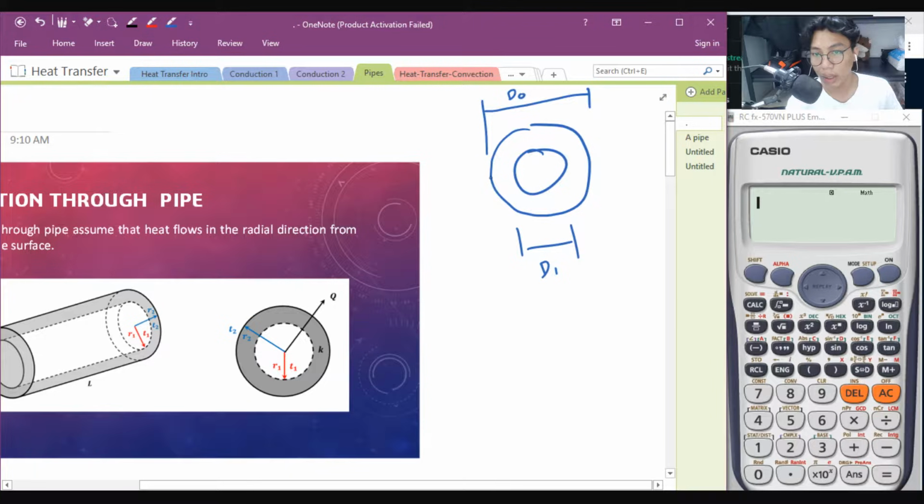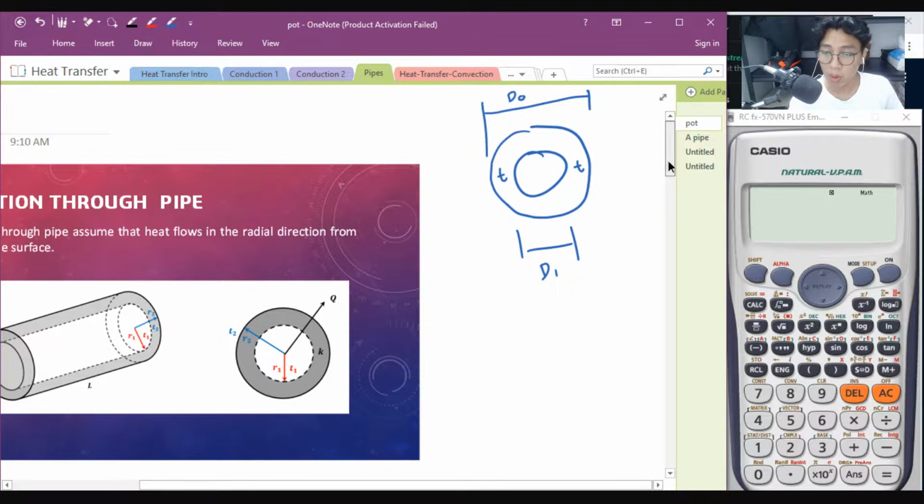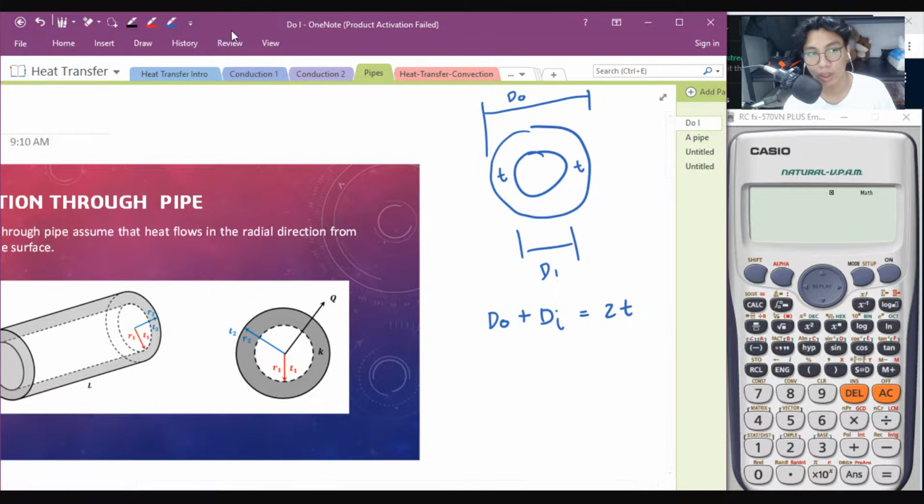Now, how will you get the thickness here? Okay, the thickness, kung gaano po kakapal yung outer boundaries ng pipe mo. So, in order for you to get the thickness, algebraically, DO plus DI, you add these two, that is equal to the twice ng thickness. Okay? DO, DI tuloy. DO plus DI. DO minus DI yan. Sorry. DO minus DI.